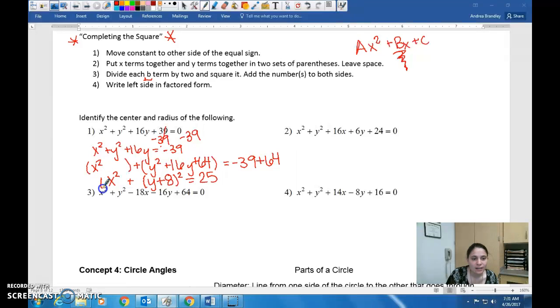So this right here is now in factored form, and I can easily find my center and my radius from this. So my center, I just have an x squared, so it's like x plus 0 squared.